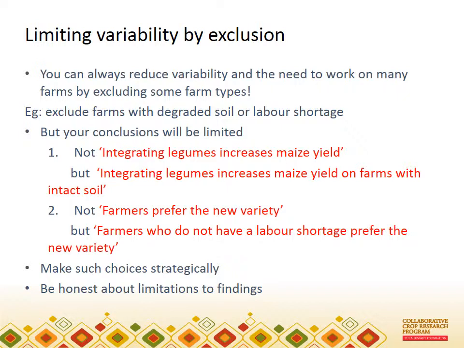If you excluded those with labour shortages, then you could not conclude farmers prefer the new variety, but farmers who do not have a labour shortage prefer the new variety. Make such choices strategically, based on the aim of the project and the research route that you are taking, and be aware of and honest about the limitations to your findings. You can never do everything, and excluding some types of farms and farmers from the study will be necessary, but make sure those that are excluded are not important for your project objectives.